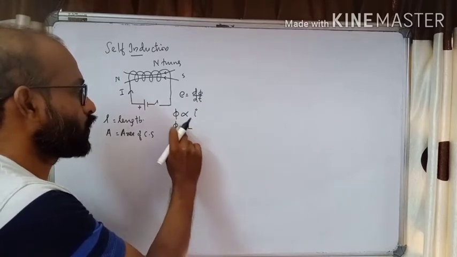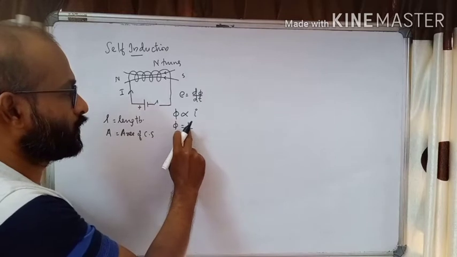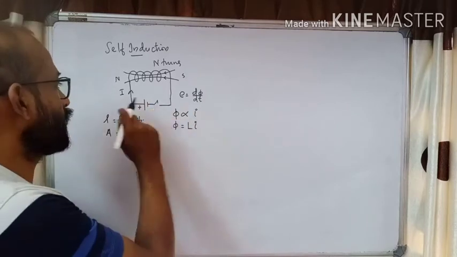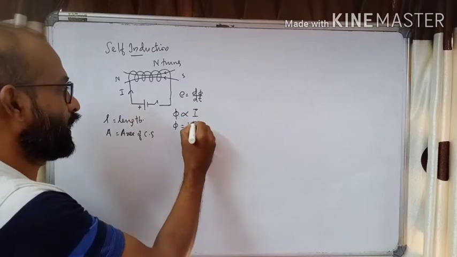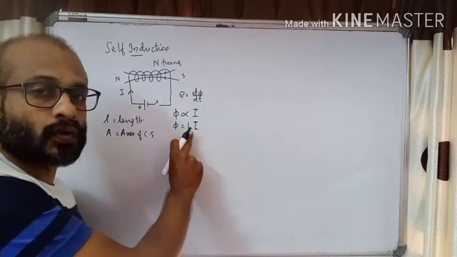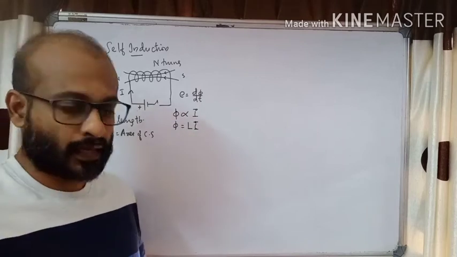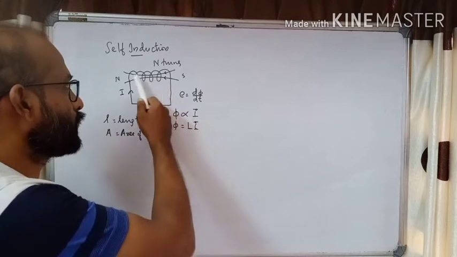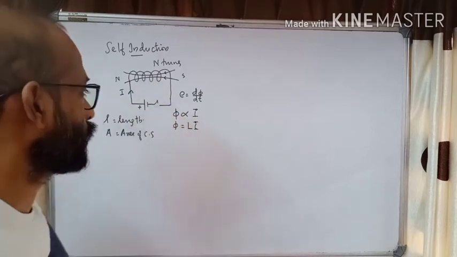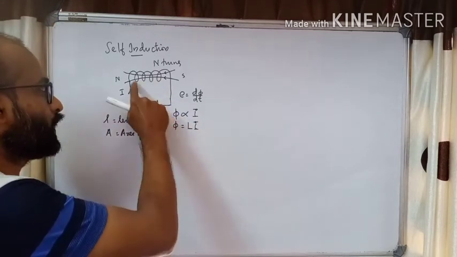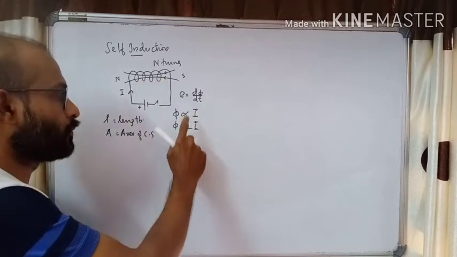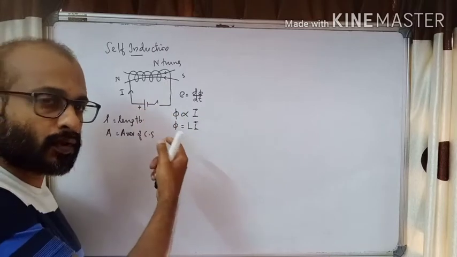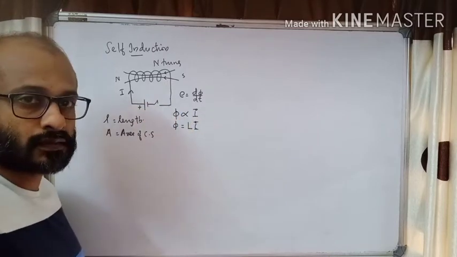The constant L is called the coefficient of self-inductance. Phi is equal to L into I, where I is the current flowing, and L is called the coefficient of self-induction, or the self-inductance. It is a constant that depends on the solenoid. So the flux linked to each turn of the solenoid is proportional to the current flowing. Whenever we increase the current, the magnetic field increases, and then the flux also increases.